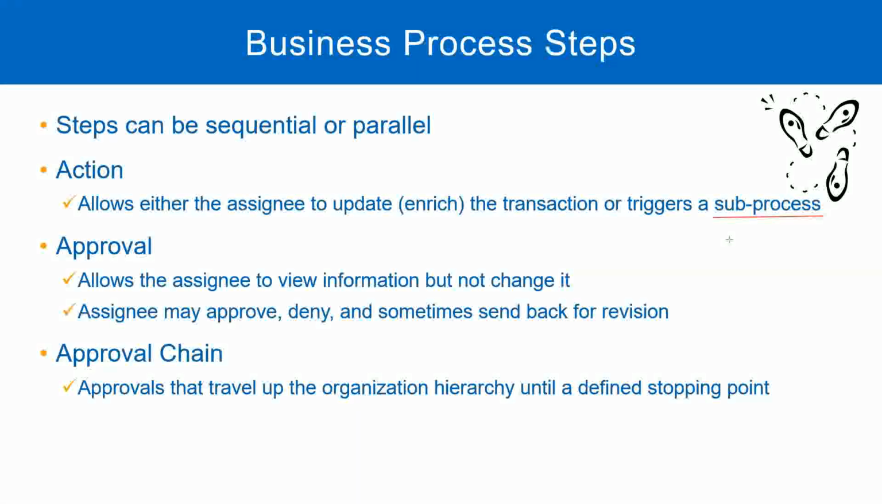So the approval step is like that. The approval step will allow the assignee to view the information, but they cannot change it. They can approve, they can deny, or they can send it back for revision. Okay, now, a very similar thing is the approval chain.